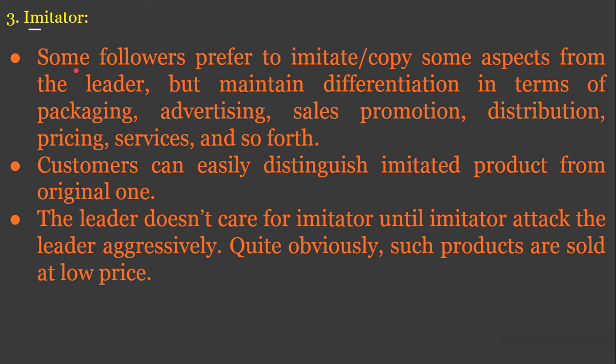The third one is the imitator, imitating and copying different aspects of the leader, but maintaining a differentiation in terms of packaging, advertising, sales promotion, distribution, pricing and services. So once the follower imitates the leader, they imitate the leader's aspects like the product itself, the product quality itself, but they do different packaging, different advertising, different promotional activities and distribution. So customers can easily distinguish imitated products from the original one. The leader doesn't care for the imitator, because the leader is enjoying their own quality, their own brand name in the market. So until the imitator attacks the leader, the leader will not attack the follower.